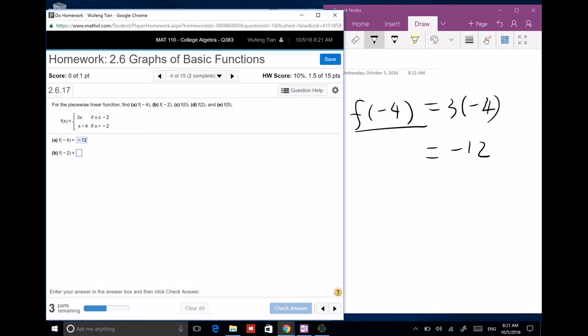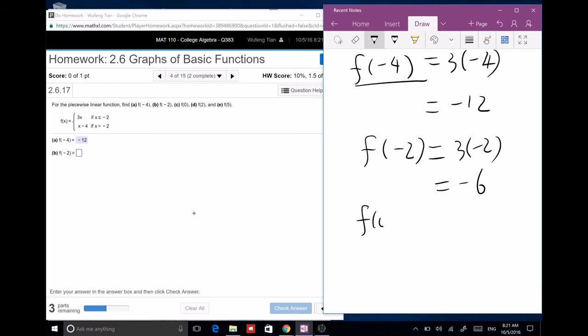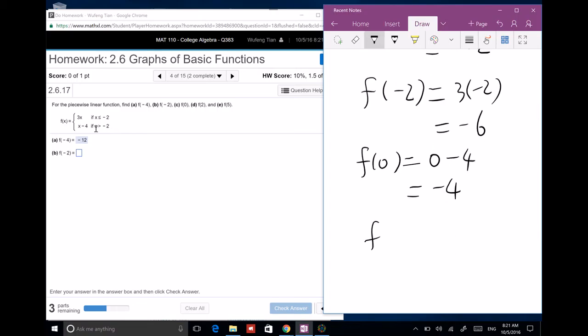Okay, next one, f(-2). -2 is still plugged into the first equation because -2 is on the top one. 3 times -2 is -6. Let's continue. f(0): 0 is bigger than -2, so we plug into the second function, 0 minus 4, which is -4. f(2) is bigger than -2, so 2 plugged into the second function is -2. f(5) is bigger than -2, so plug into x minus 4, so it's 5 minus 4, which is 1.